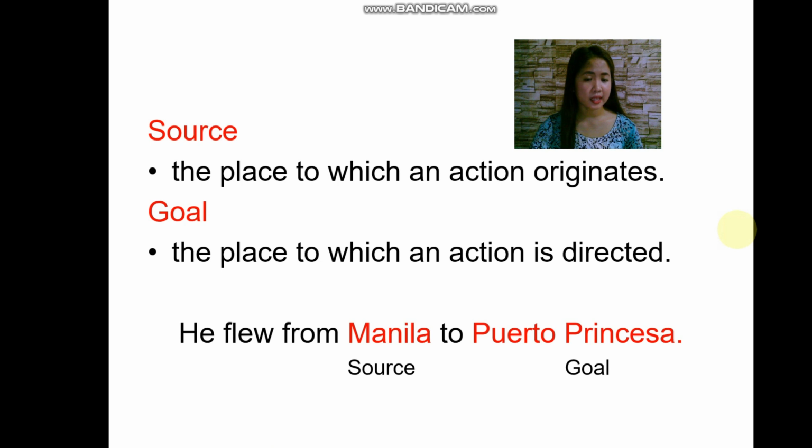Next, we have the source and the goal. The source is the place from which an action originates, while the goal is the place to which an action is directed. Say for example, he flew from Manila to Puerto Princesa. Manila is considered the source because this is the place where an action originates, while Puerto Princesa is the goal because it is the place to which an action is directed.